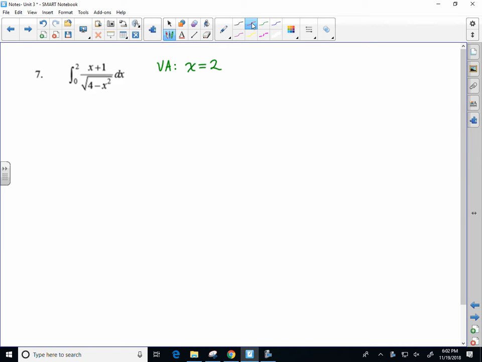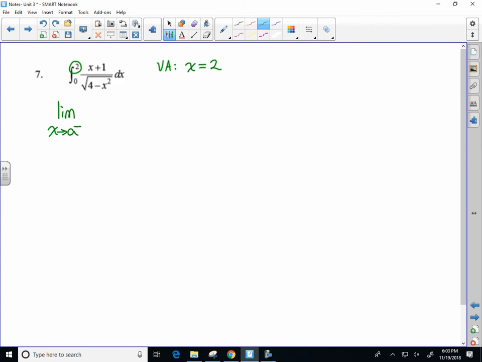Bottom line is it means that just plugging in a 0 and a 2 isn't necessarily going to be the way to go. But we'll get to that. Let's rewrite it, replacing the 2, because that's where the vertical asymptote is. We'll replace that with an a, and we'll write the limit as x approaches a from the left-hand side, right?